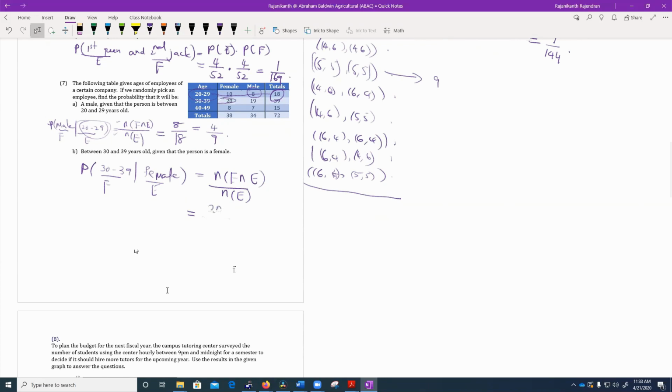Over E. E is what? Simply you are choosing a female. 38. I mean 38. Yes. So that is, could you simplify? What is that? 10 over 19, right?